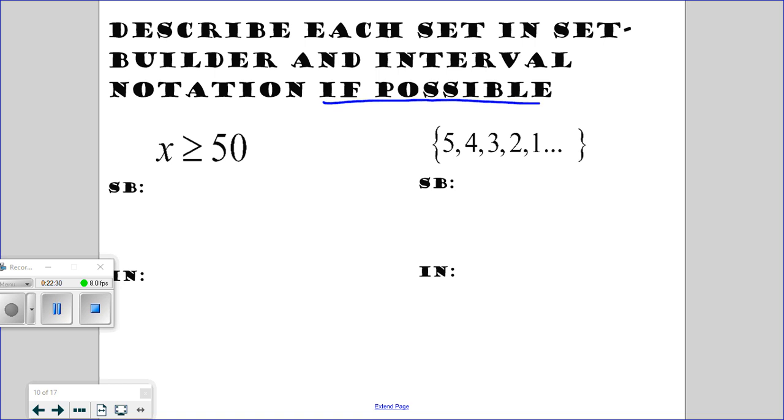Okay, this is only possible if it is the set of real numbers. So if you decide in your set builder that it's coming from the set of real numbers, we will have both set builder and interval notation. If in your set builder you decide that it's coming from the integers, you will have set builder only, and under interval notation you would write not possible. So I will give you some time. You may work with your table, look back at your notes, write the set builder and interval notation if possible for those two different sets.